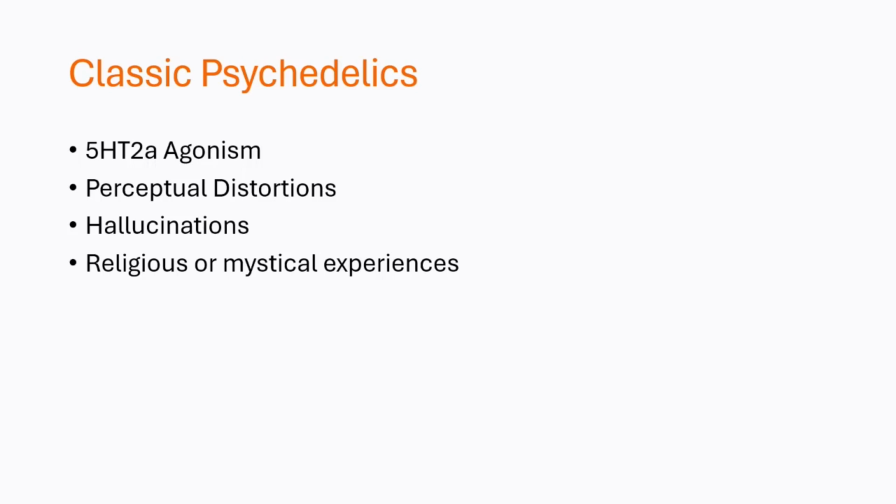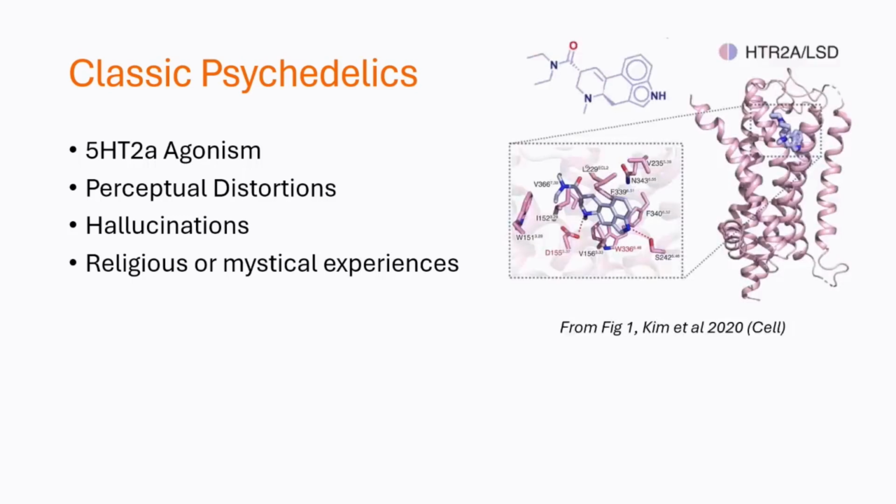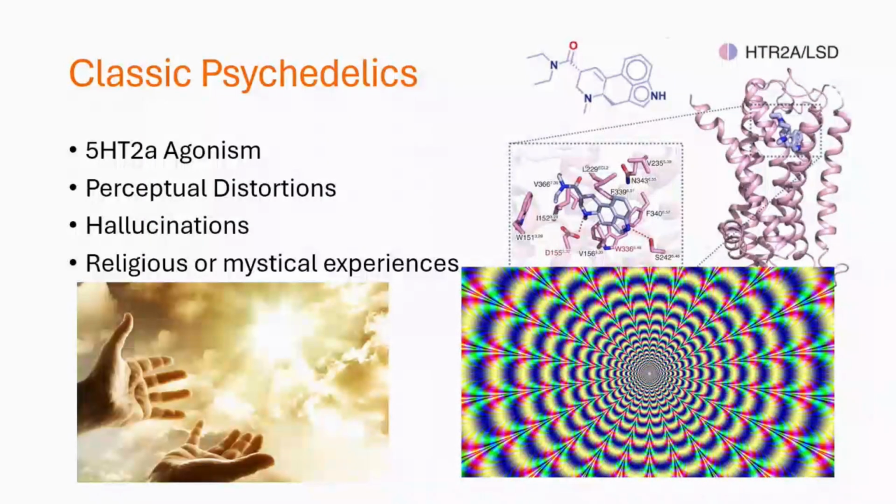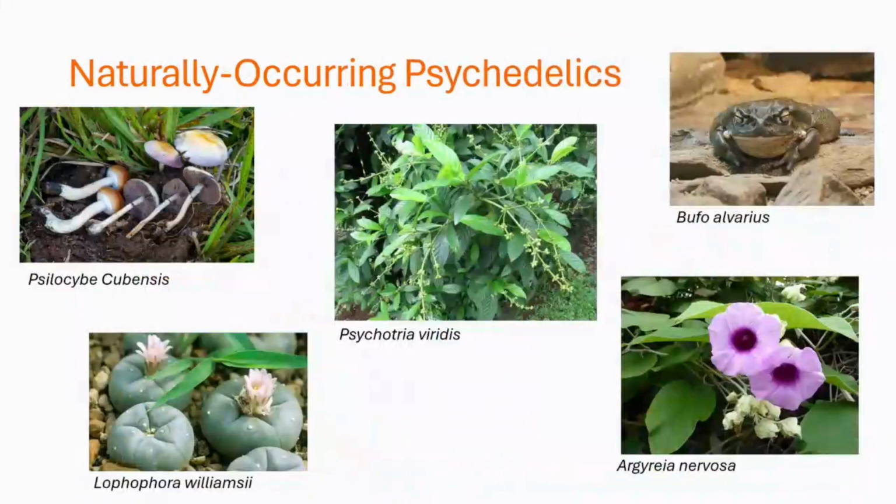These include stuff like LSD, DMT, and psilocybin, and they have some common characteristics. They are 5-HT2A agonists. 5-HT2A, as we'll cover soon, is a type of serotonin receptor. And here is a little photo. You can see that little bit of blue there. That is LSD inside of the 5-HT2A receptor. They cause perceptual distortions and hallucinations, as well as the possibility for religious or mystical type experiences.